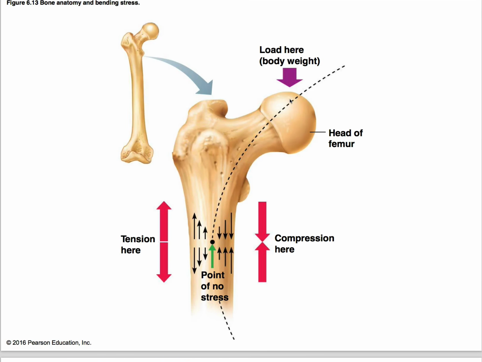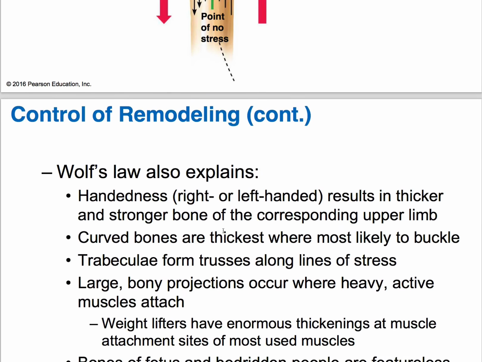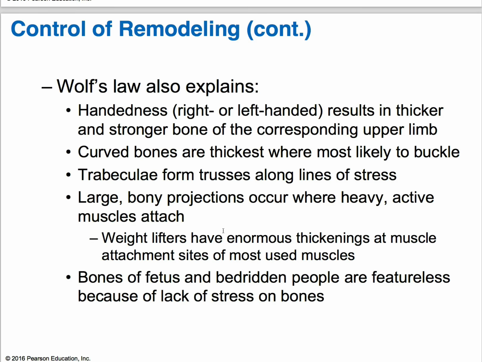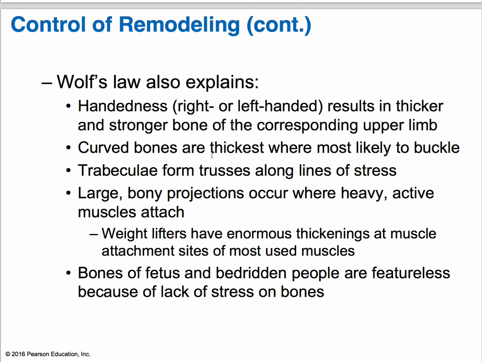Wolff's law also explains that handedness, being right or left-handed, results in thicker and stronger bones of the corresponding upper limb. Curved bones are thickest where they are most likely to buckle. The trabeculae form trusses along the lines of stress. Large bony projections occur where heavy, active muscles attach.